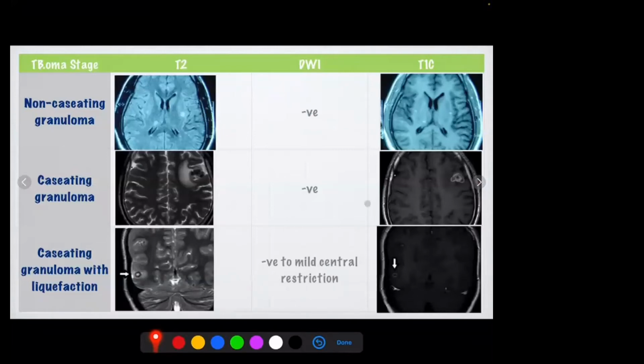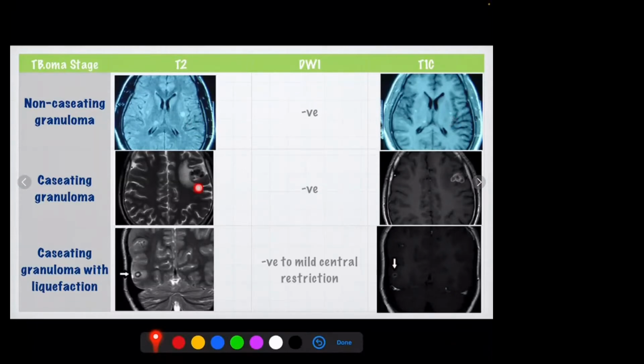So looking at pictures of the same thing that I said, this is a typical non-caseating granuloma on FLAIR image, right? This is T2 hyperintense as well as hyperintense on FLAIR. No diffusion restriction, and the corresponding image would have contrast enhancement in the pattern of a nodular enhancement, because they are smaller lesions as well. Even the larger lesions would have disc enhancement, solid enhancement, when they are non-caseating.